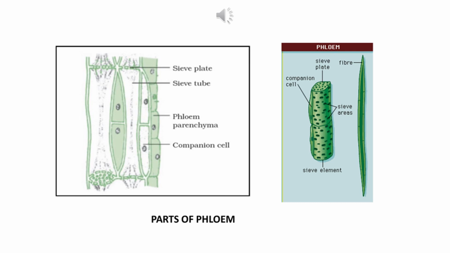The companion cells are living, thin-walled, elongated cells found attached to the sides of the sieve tubes. These cells help the sieve tube in conduction of the food. Outside the sieve tube there is phloem parenchyma. Phloem parenchyma are thin-walled cells, and they store food the same as xylem parenchyma cells. And the phloem fibers are dead sclerenchyma tissue, and they are provided with a highly thick secondary cell wall, and they provide mechanical support to the plant.